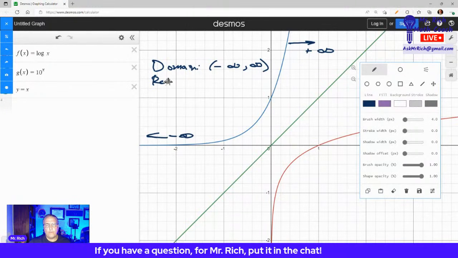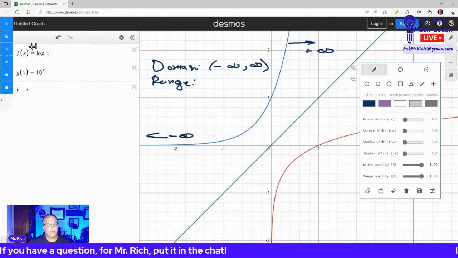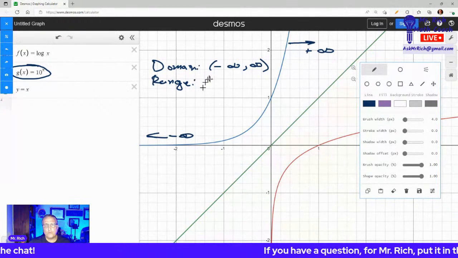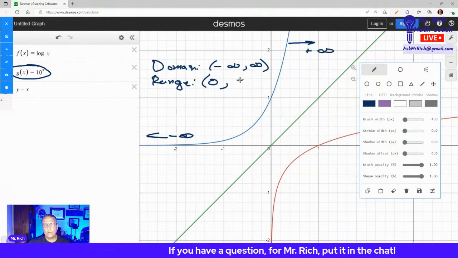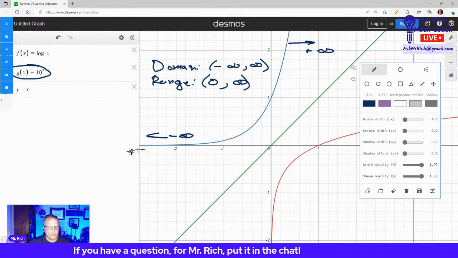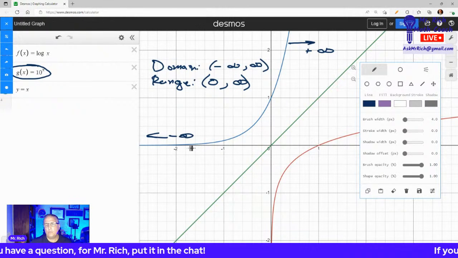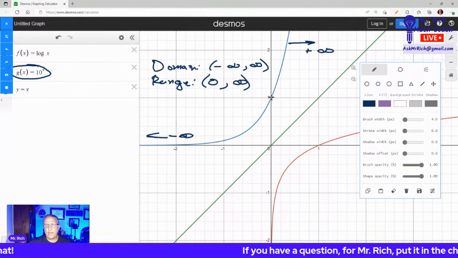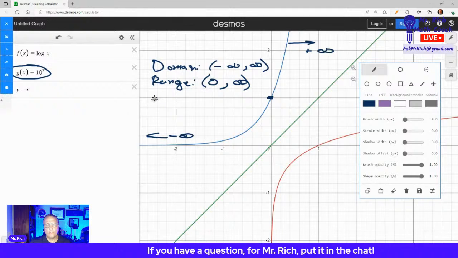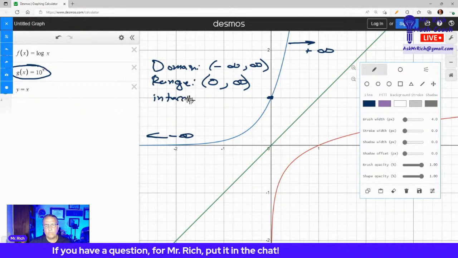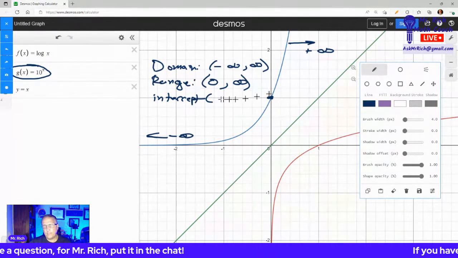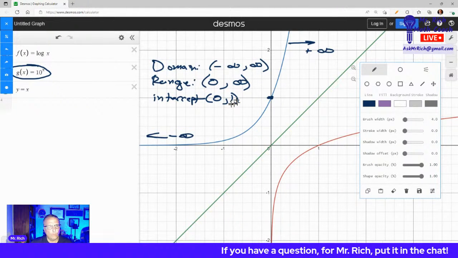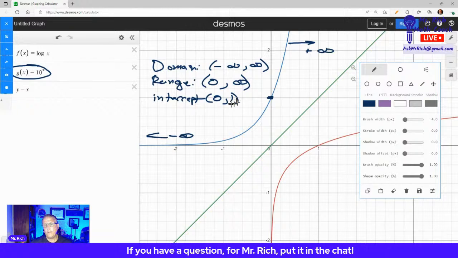The range is another matter, though, because in this function here, 10 raised to the power of x, the range really goes from 0 to infinity. And that's exclusive because we have a horizontal asymptote at y equals 0. And so that's our domain and range. And you can see that there is a y-intercept at (0, 1). So that's the intercept there for 10 raised to the power x.